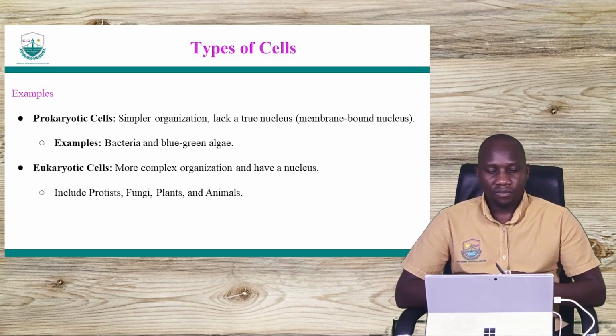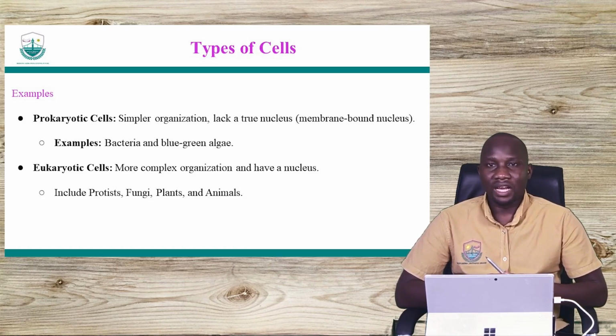But basically, plants, animals, the protists, and the fungi have eukaryotic cells, and then the bacteria and the blue-green algae are the ones that have a prokaryotic cell.